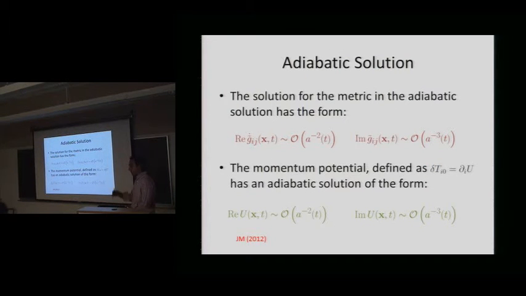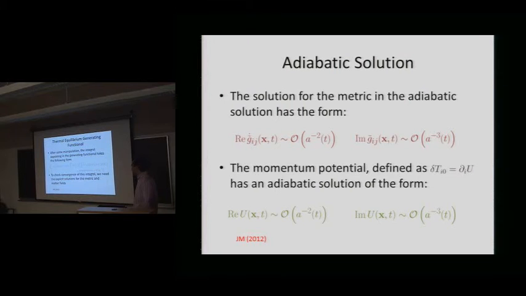As I showed you before, the solution for the metric in the adiabatic solution has a form that looks like this. Specifically, the real part of the time derivative of the metric goes as a to the minus 2, and the imaginary part of the metric scales as a to the minus 3. The momentum potential is just a fluctuation of the space-time part of the stress energy tensor. In the adiabatic solution, its real part goes as a to the minus 2, and its imaginary part goes as a to the minus 3.